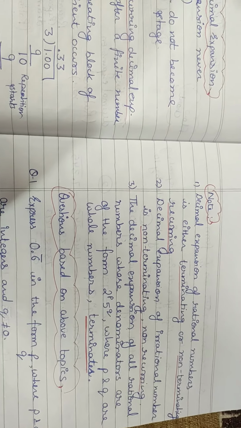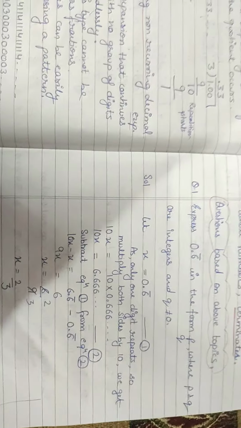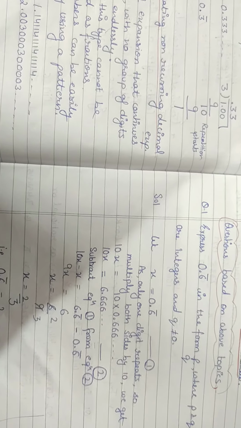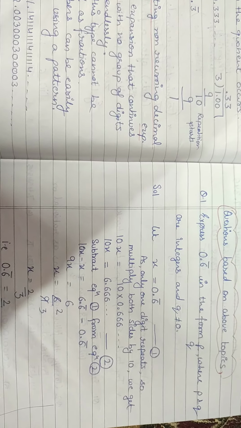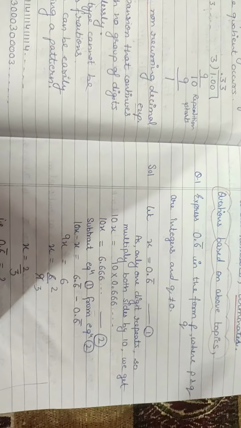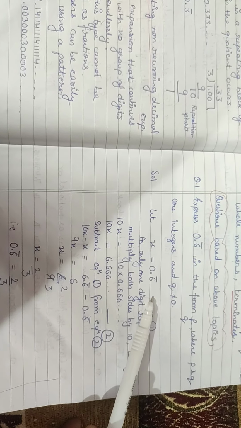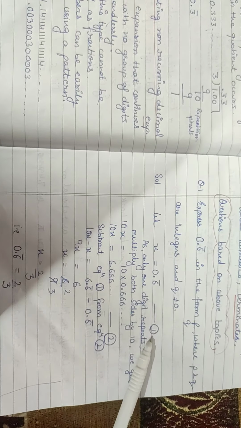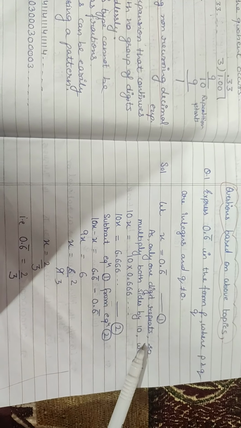Now I am going to discuss a very important question based on this topic. Here you can see the example. Express 0.6 bar in the form of p by q, where p and q are integers and q is not equal to 0. So here I'm going to show you step by step. The very first step, let it be x. x is equal to 0.6 bar. Take this equation as 1. As here only one digit repeats.